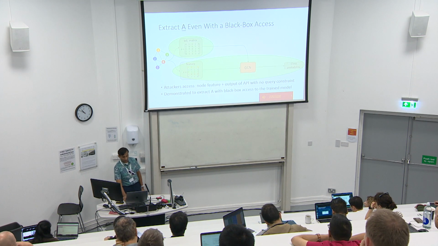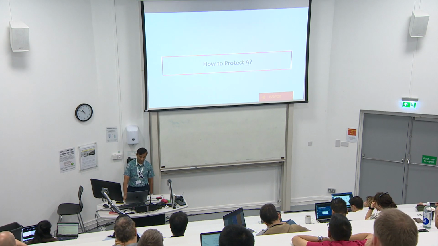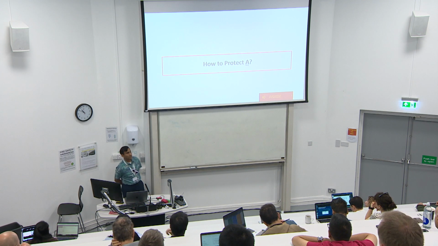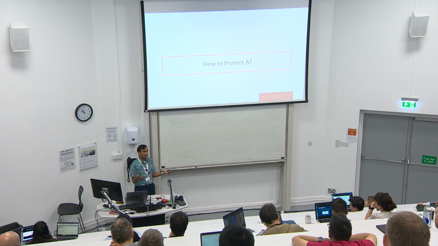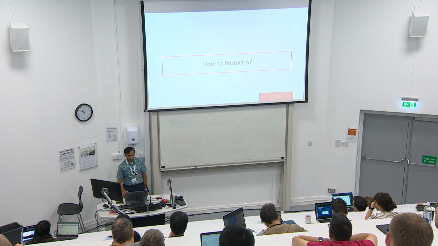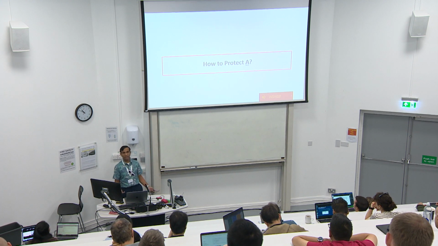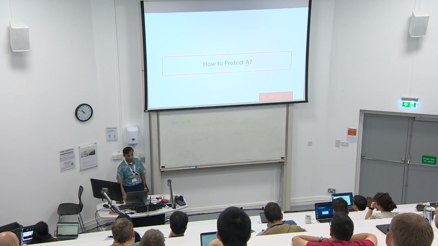And this is a problem. So how do we protect the adjacency matrix A? One way to protect this adjacency matrix A is to actually not have adjacency matrix A inside your training system itself. And so now you want to protect A by not disclosing this A to the system. And how would you do that?